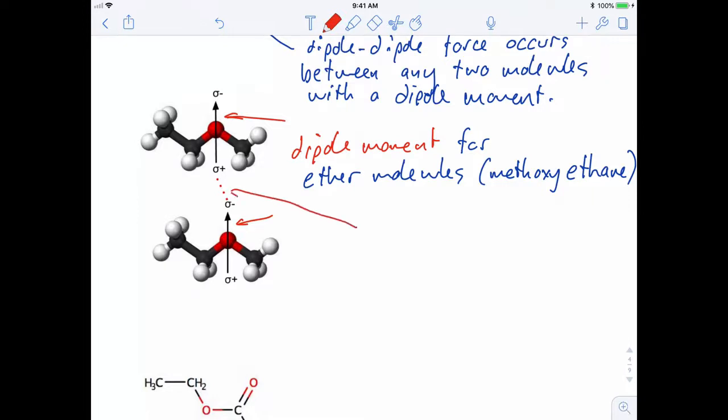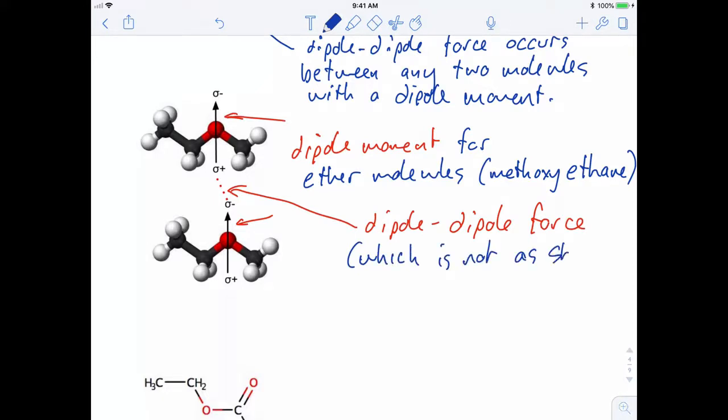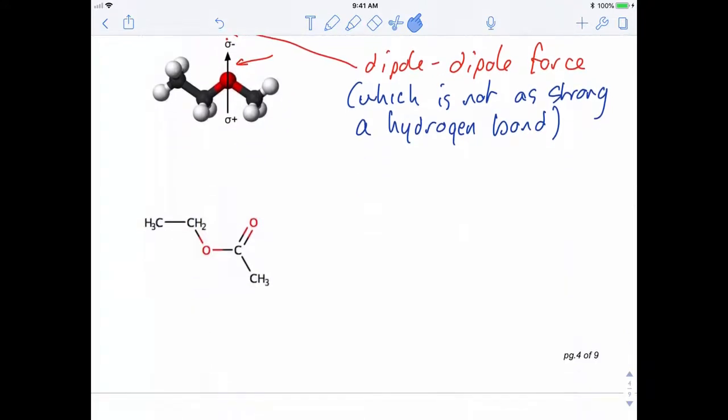And so the force of attraction between these two molecules, the electrostatic force between the positive component of the dipole and the negative component of the dipole, would be known as a dipole-dipole force. And so this dipole-dipole force exists in an ether, but it's not as strong as hydrogen bonding. So we would expect ethers to have a lower boiling point than something like ethanol.